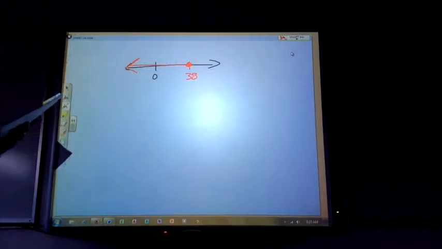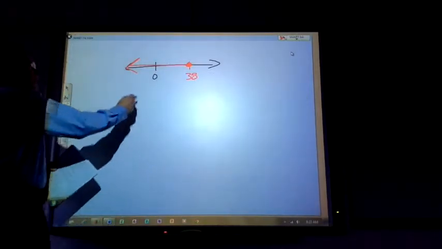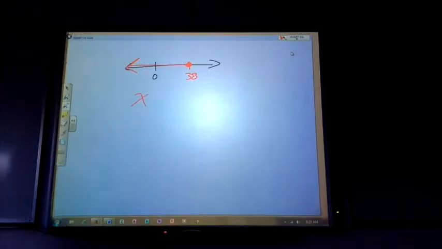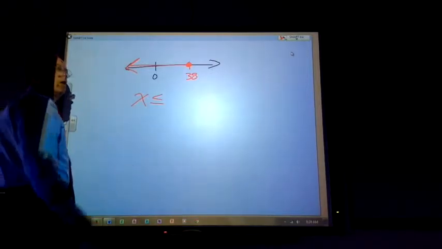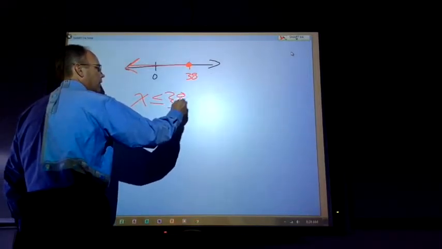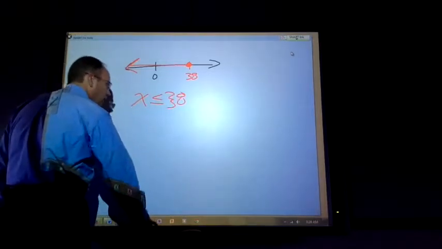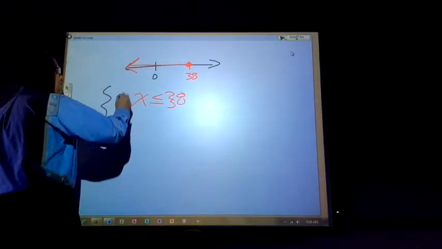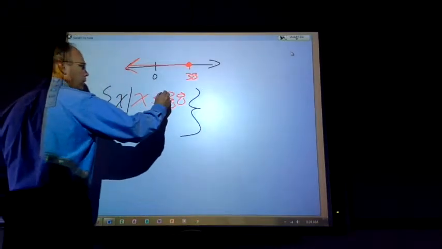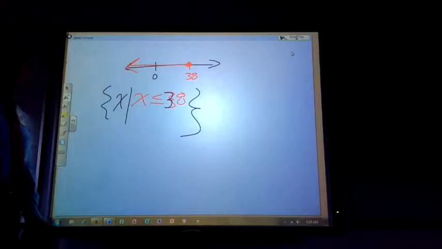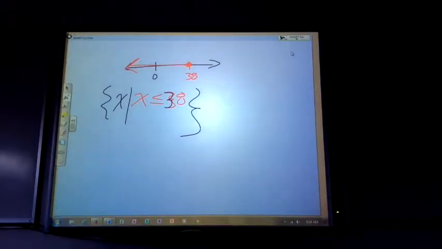And then, how can I write the inequality? I'm going to write x is less than and equal to 38. Okay. Set builder. Done. I don't know why that 3 looks weird. I got excited and made the 3 look like a bracket. I'm sorry. Hope I didn't confuse too many people.